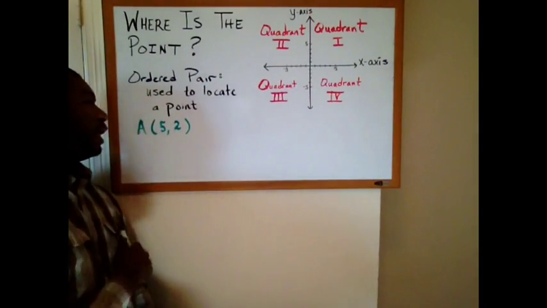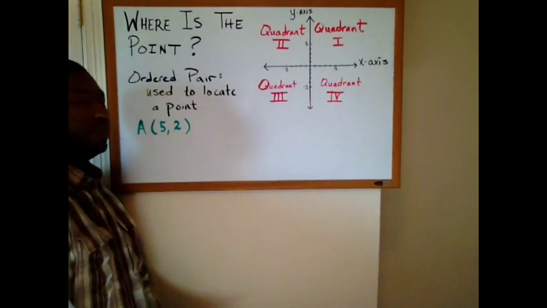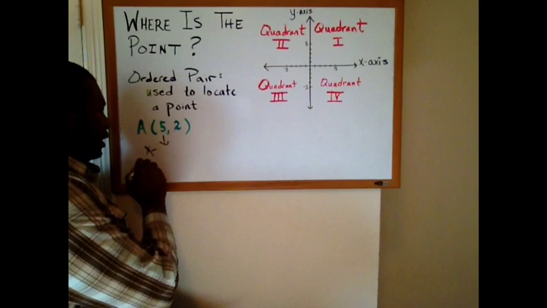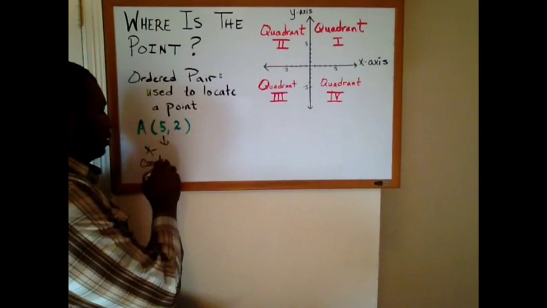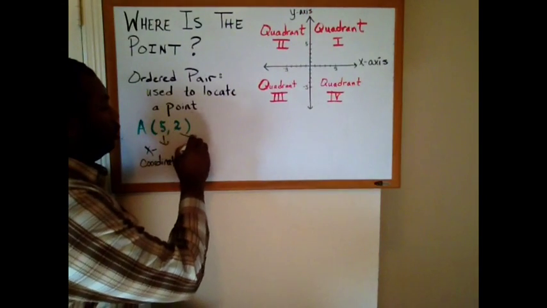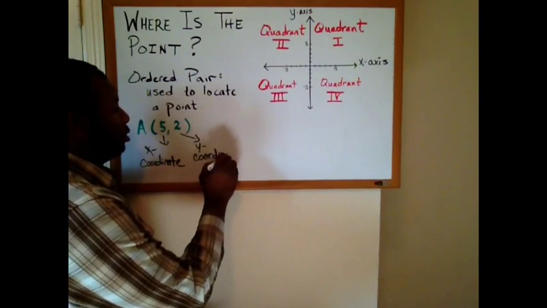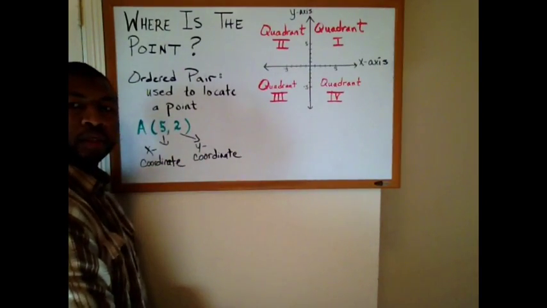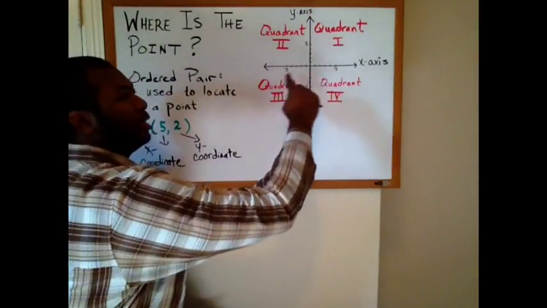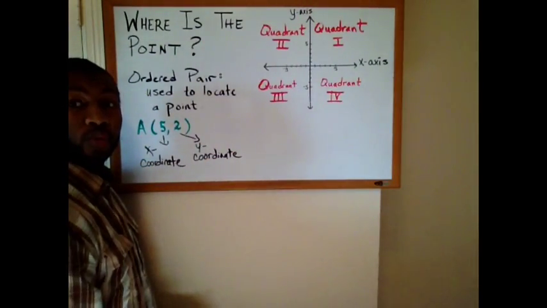So right here, point A is at 5, 2. 5, 2 is my ordered pair. But this is how I read it. The 5 tells me my x coordinate. The 2 tells me my y coordinate. So given those two coordinates, I'm going to match that up on my x-axis and on my y-axis. Like so.